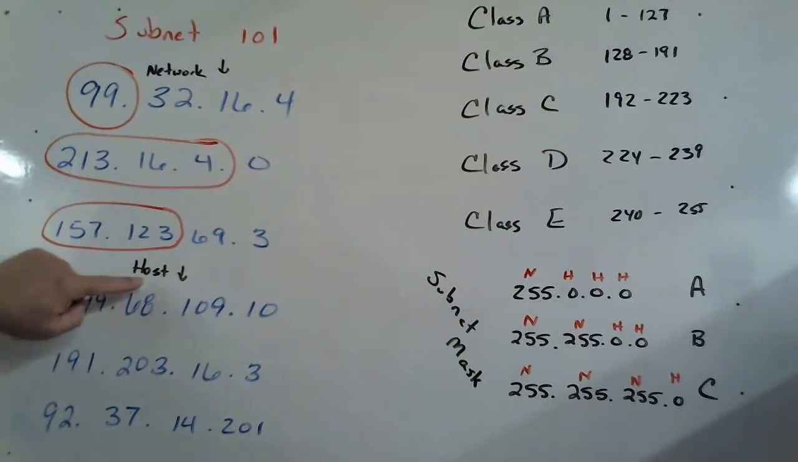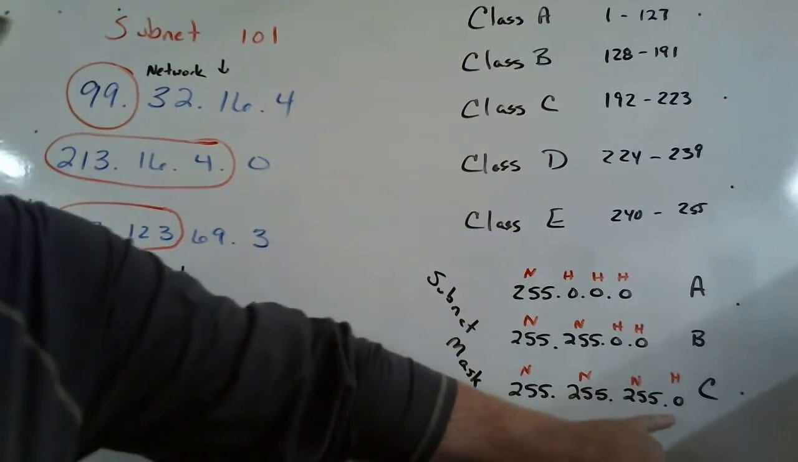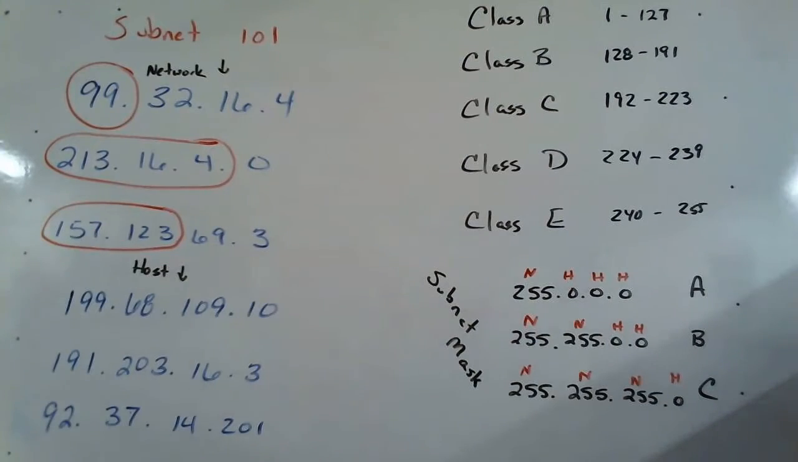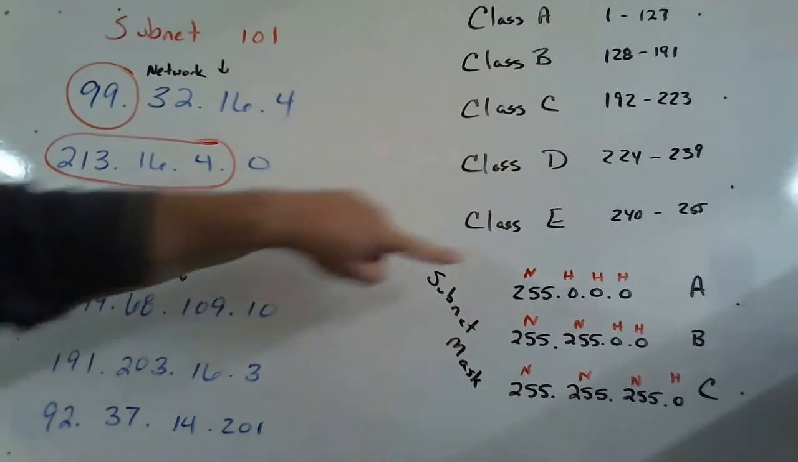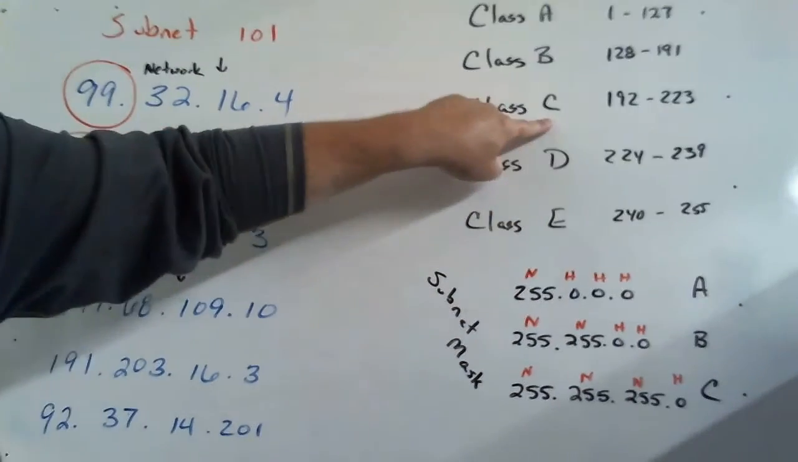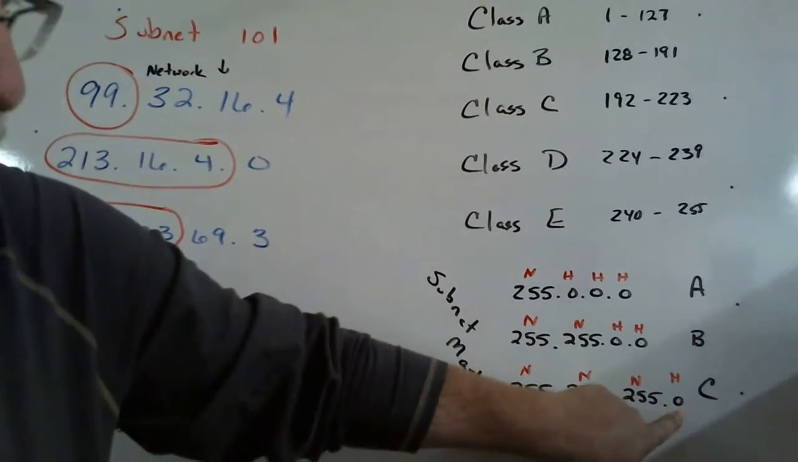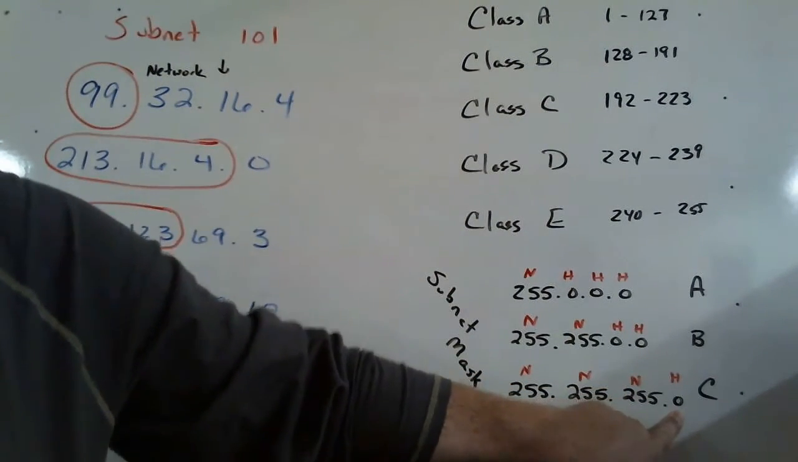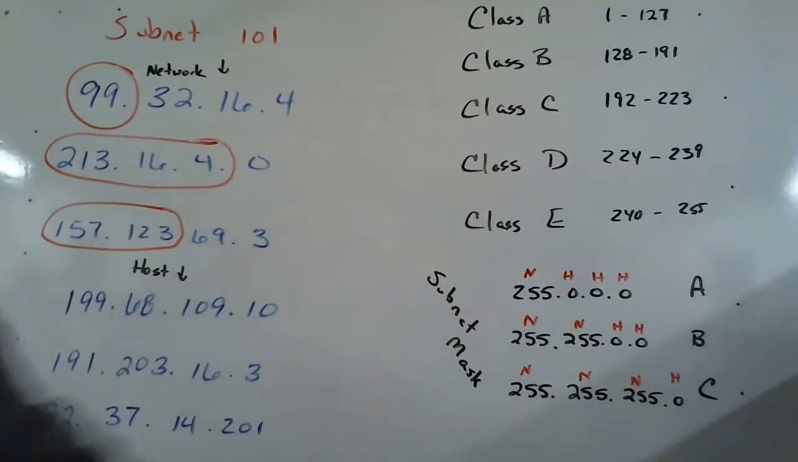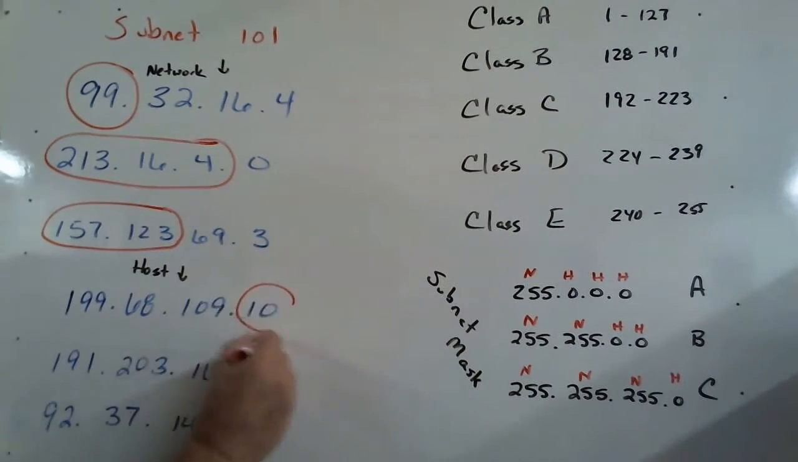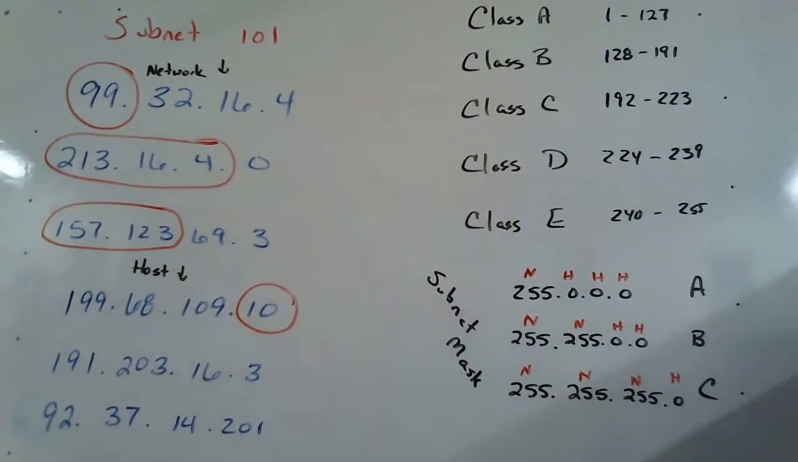The last three examples are doing the same thing, except we don't care about the network portion. We care about the host portion. The hosts are the zeros, but we're going to do exactly the same thing. The first step, what class is it? 199 falls into a class C. A class C has how many hosts? Just has that last one, because the other three are network. So we're only going to circle, in this case, the 10.